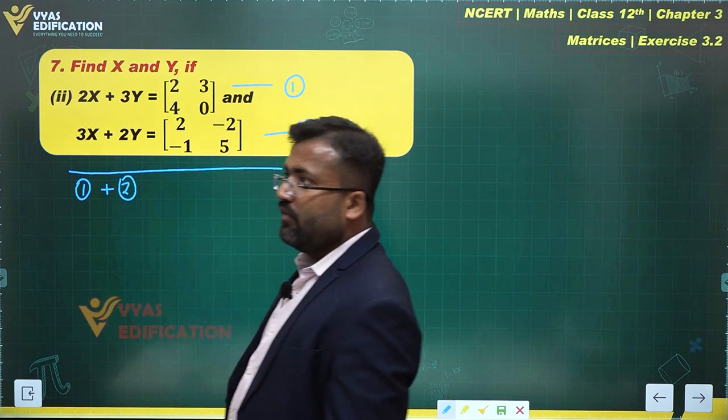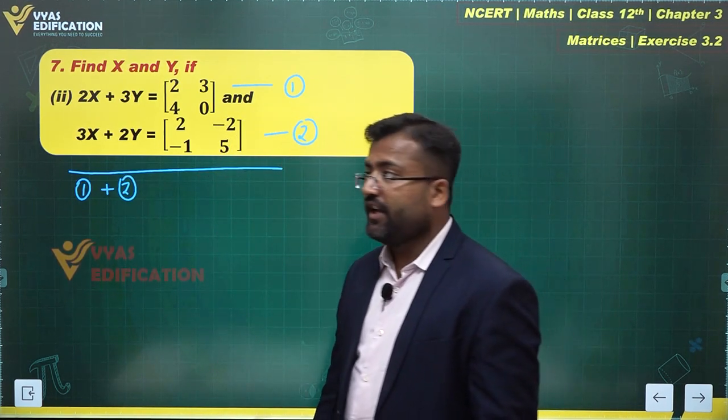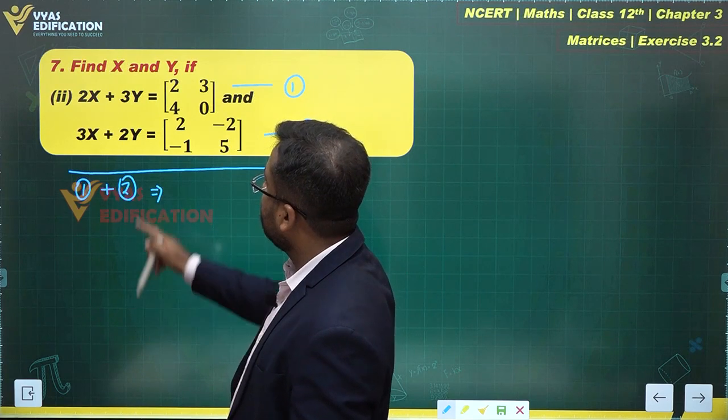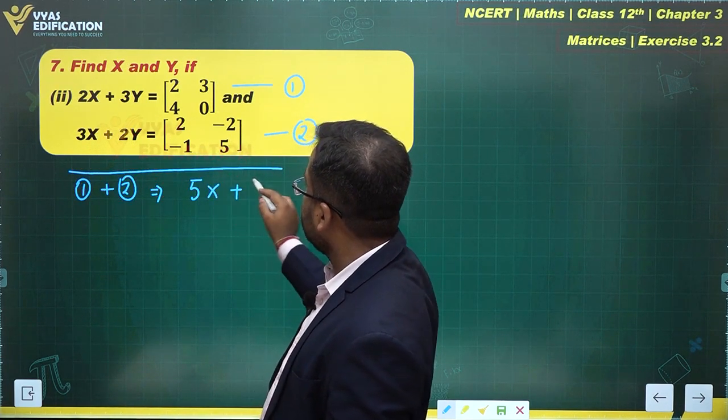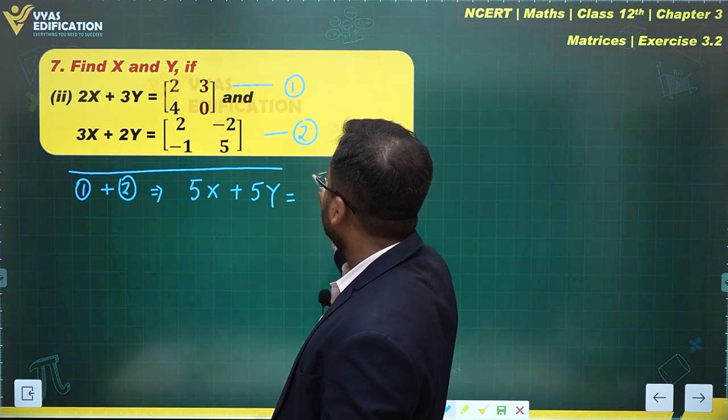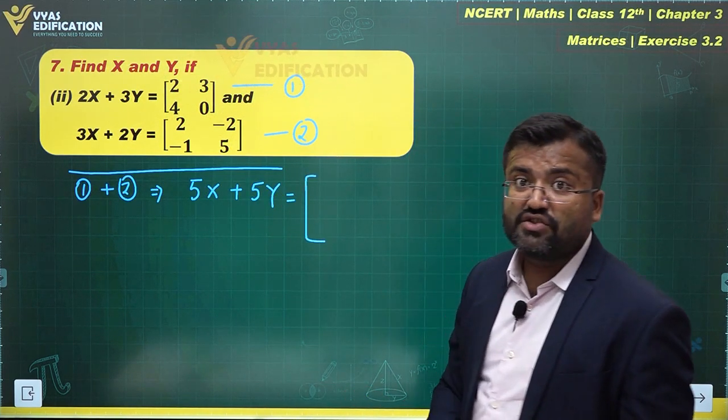What is the sum of equation 1 and equation 2? What does that give me? That gives me 2x plus 3x, which is 5x, plus 3y plus 2y, which is 5y. That is equal to the sum of these two matrices on the right hand side.